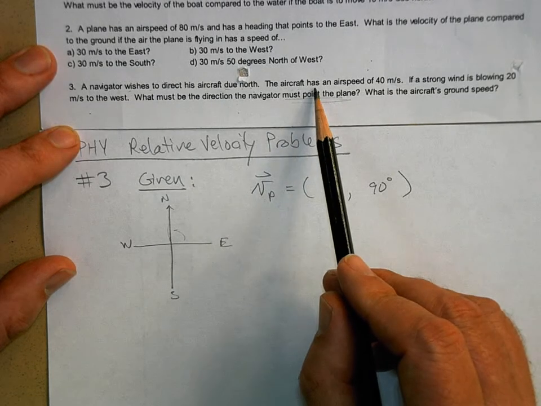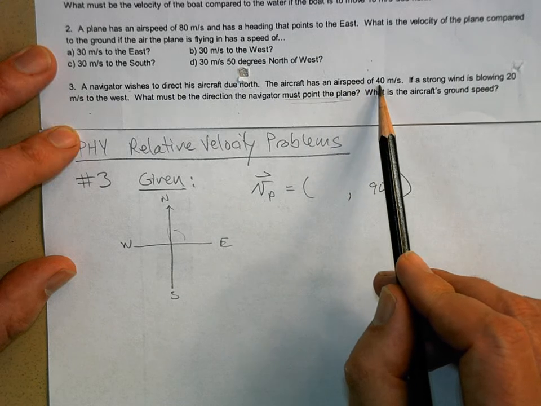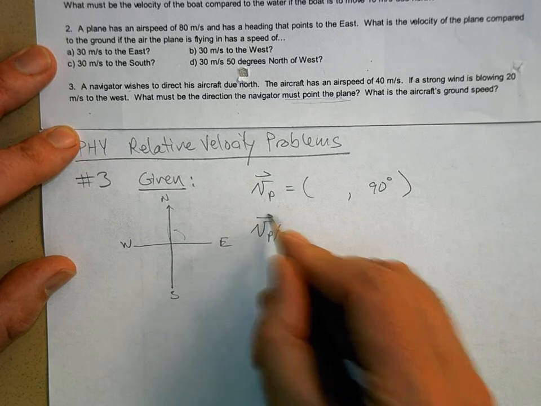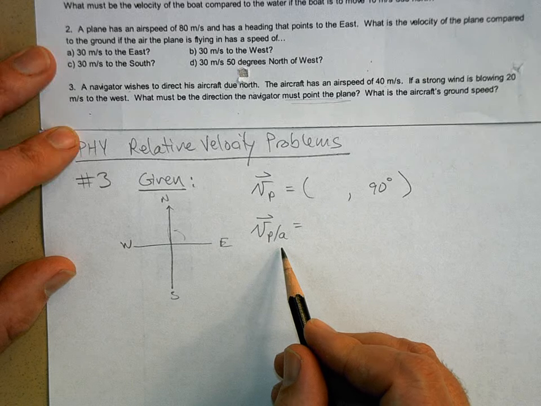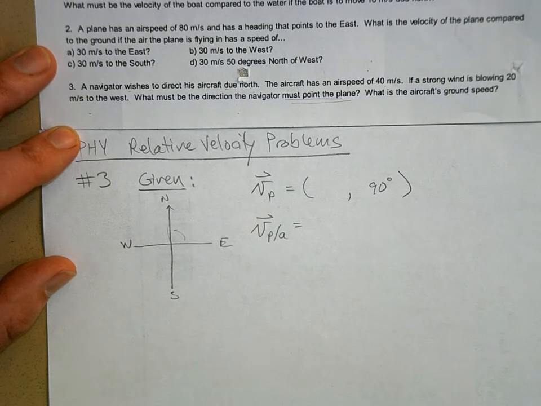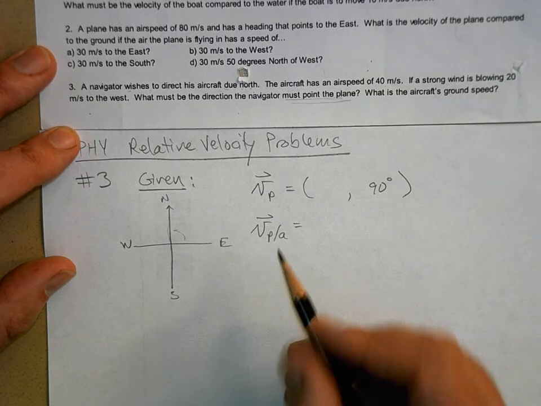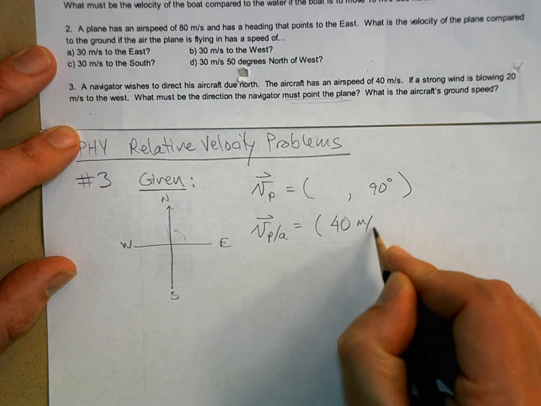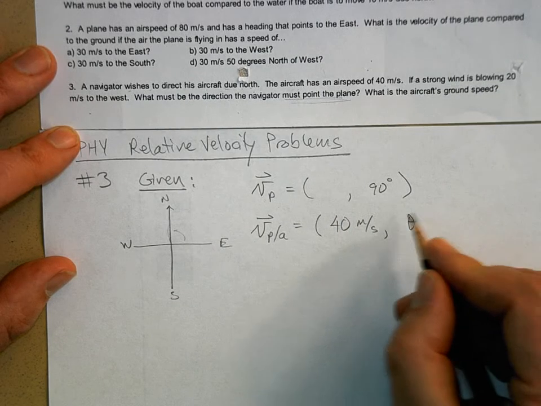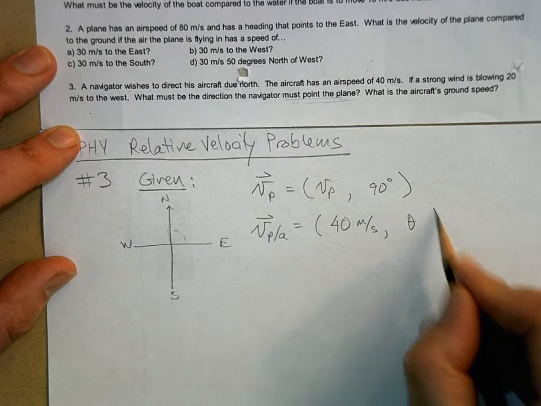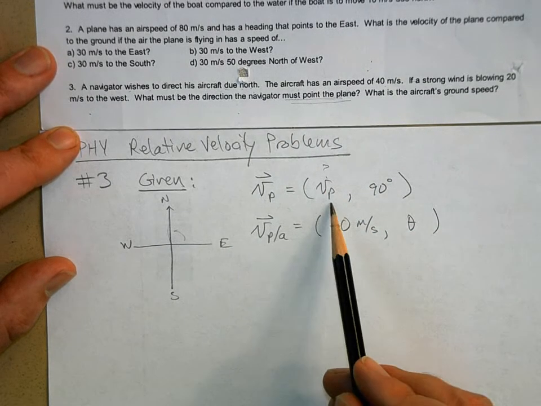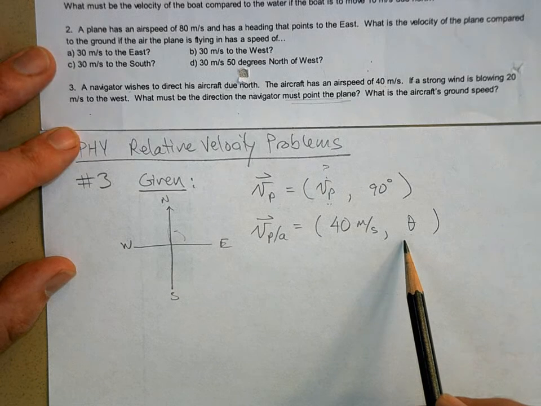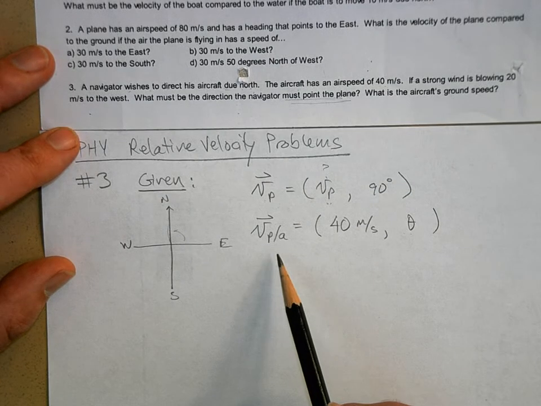And then it says the aircraft has an airspeed of 40 meters per second. So this is the velocity of the plane compared to the air. Some of you were using W for wind, and that's fine. You can use whatever subscripts you want as long as you know what you're talking about. Now, all we know is that this is 40 meters per second. But we don't know what direction this is. Just like we don't know what the velocity of my plane is, my ground speed, we also don't know what direction I should point the airplane in the wind.